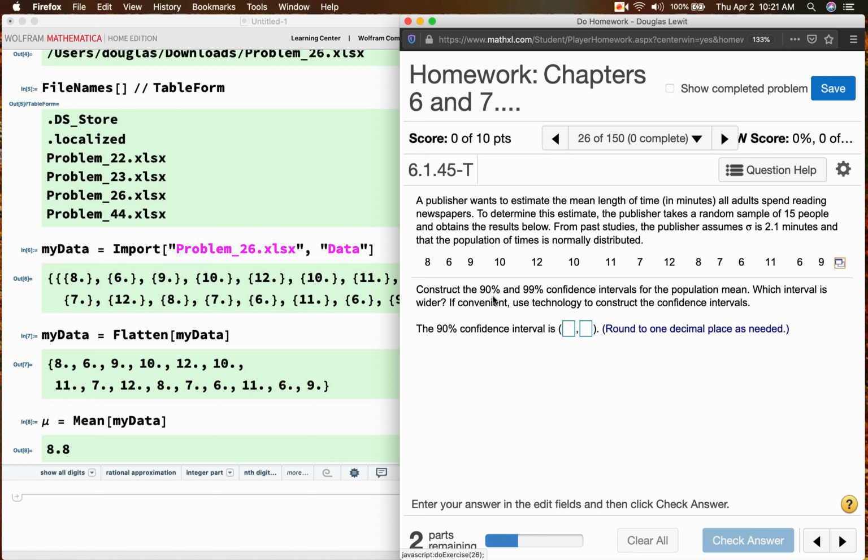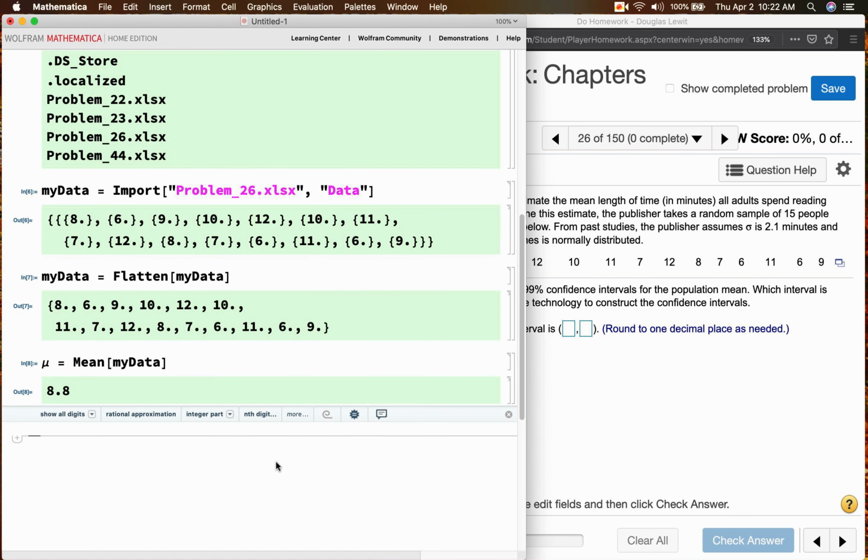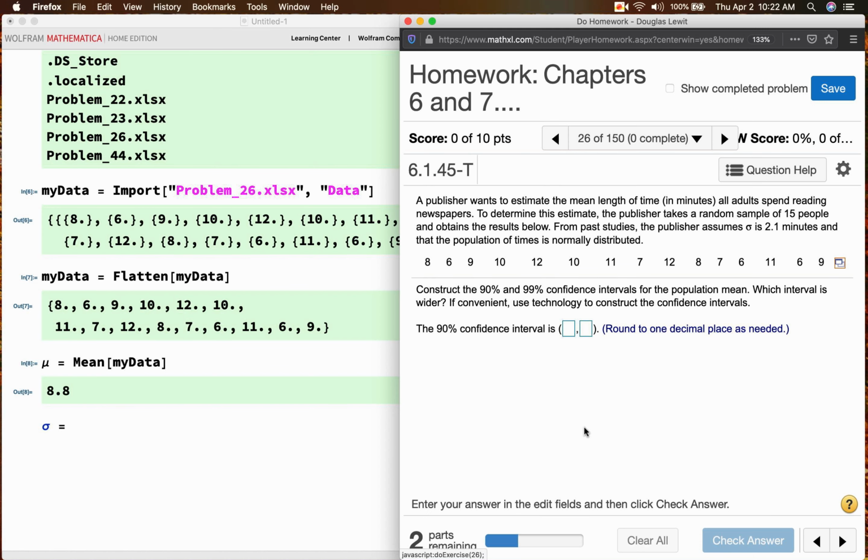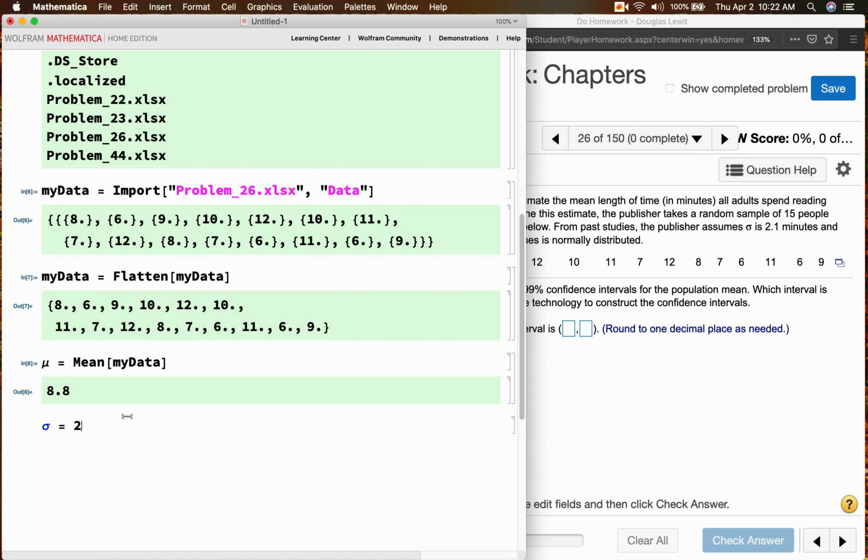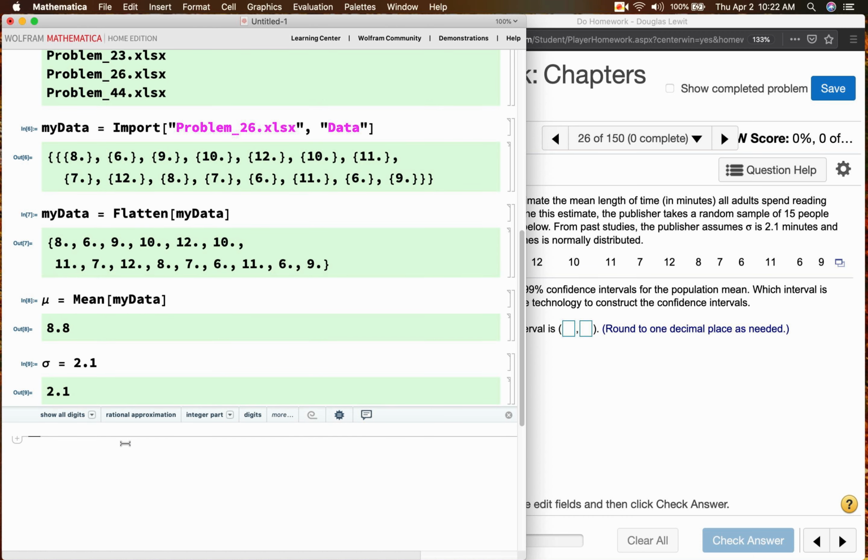It says here construct 90% and 99% confidence intervals for the population mean. Which interval is wider? Well, we know it's going to be the 99% confidence interval. If convenient, use technology to construct the confidence intervals. We already know sigma because it's given to us in the problem. Sigma is 2.1. And then we just follow the formula.